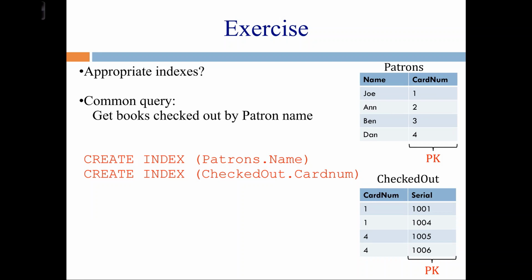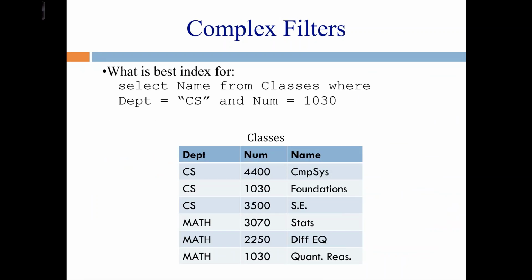Now, the examples we've done so far have been filters on a single column, so a single where clause or a natural join on a single column. Let's look at a slightly more complex filter. So here's a classes table, and I want to filter where department is CS and num is 1030. So there's an and clause in there, meaning there are going to be two columns involved in the filter. So what indexes could I use to make this query fast?